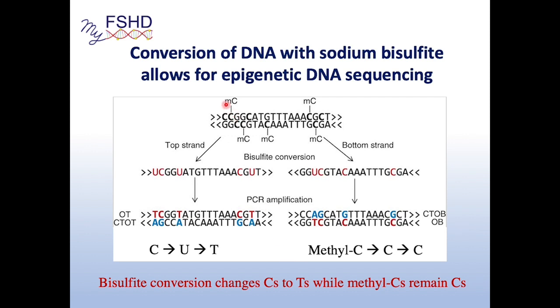All right? So again, you see here you have CC, right? The C is unmethylated. That's a U. That is a T when you finally do the sequencing. The C was methylated. That stays a C after sodium bisulfite conversion and is a C in the sequencing analysis. And so again, you're getting the base-by-base methylation sequence. Okay, and this is what we're doing with our epigenetic sequencing.